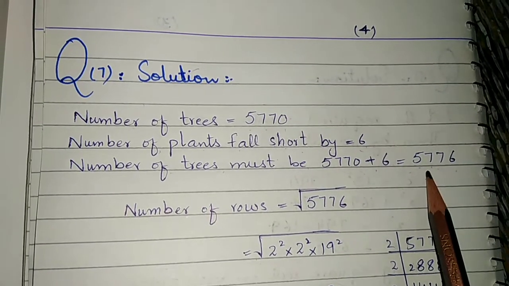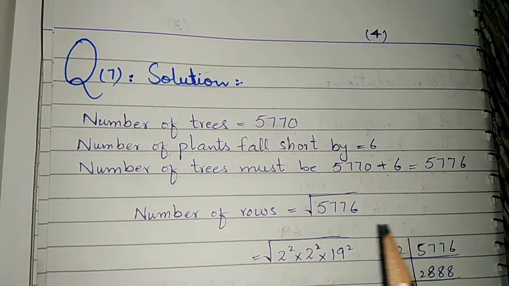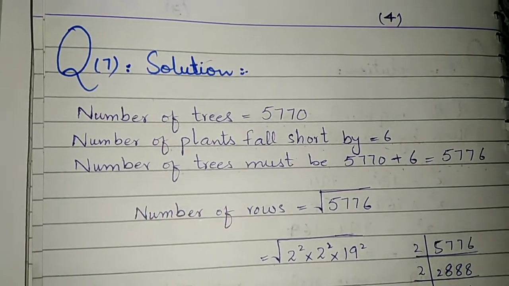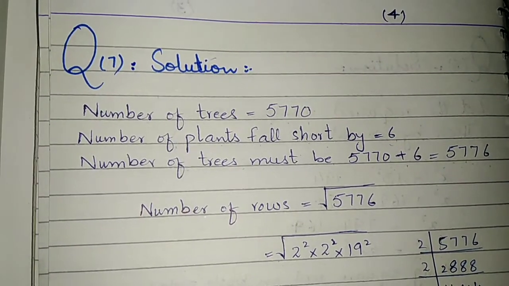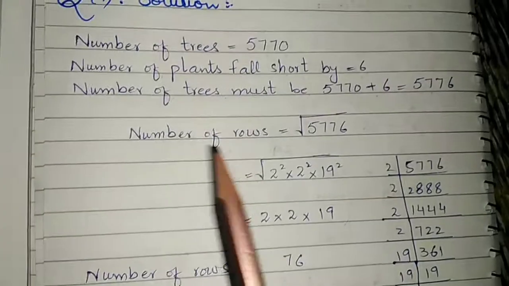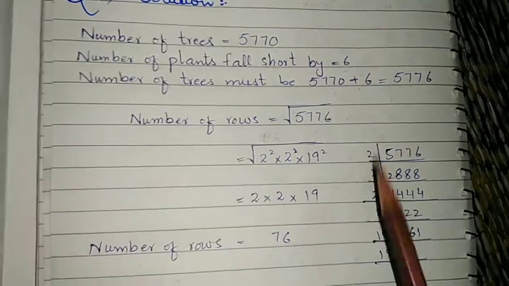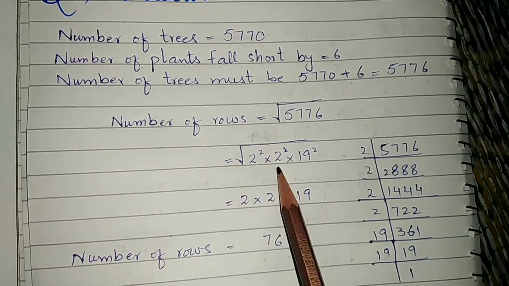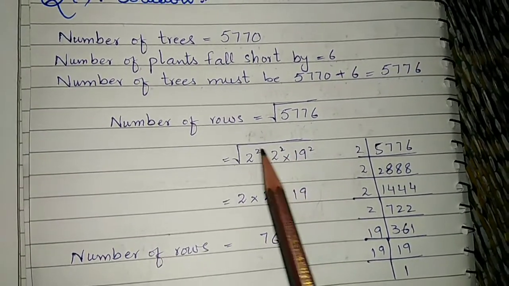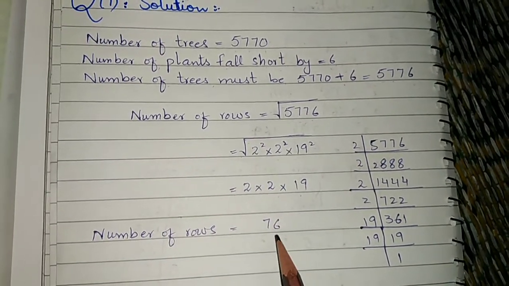Now we have to find how many rows the gardener wants to make, because he wants to arrange them so that the number of rows of plants equals the number of plants in each row. So the number of rows is equal to the square root of 5,776, which is 2 square multiplied by 2 square multiplied by 19 square. So the squares will be cancelled out with the square root and we get the answer 2 multiplied by 2 multiplied by 19, that is equal to 76.